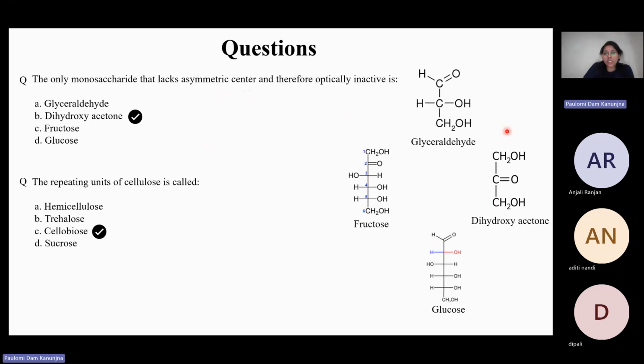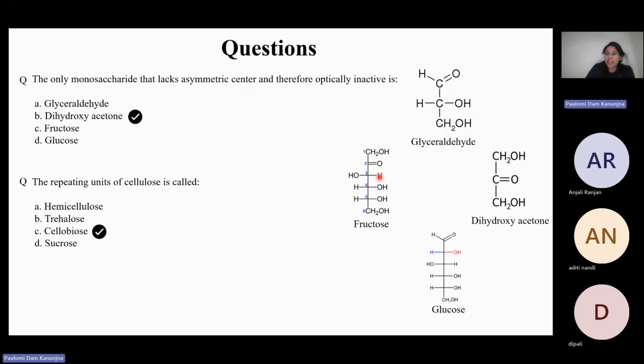So let's look into glyceraldehyde first. It has one CHO group, one H group, one OH group, and one CH2OH group. So this is a chiral center, right? Let's look into fructose. I think some of you also wrote fructose. So let's look at this carbon. It has this entire group here, CH2OH, H and OH. That is a chiral center.